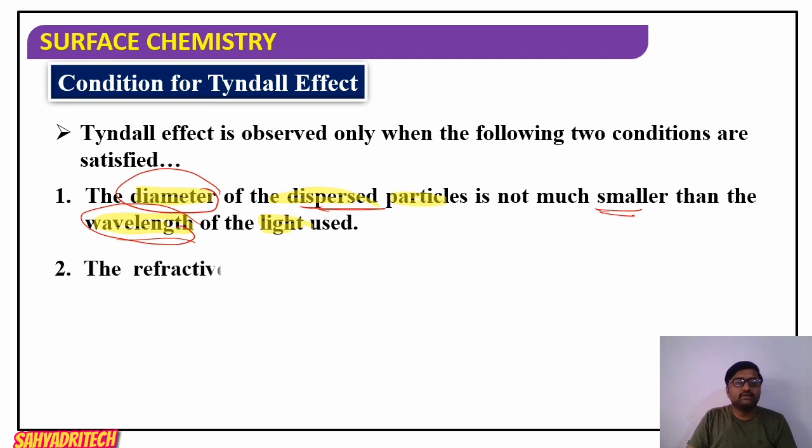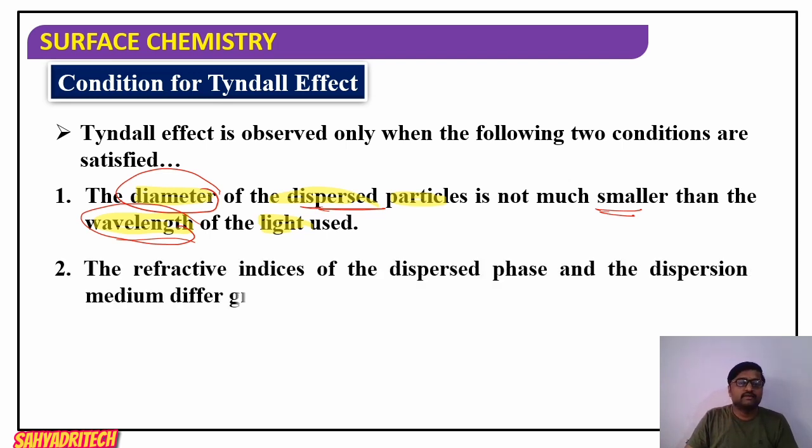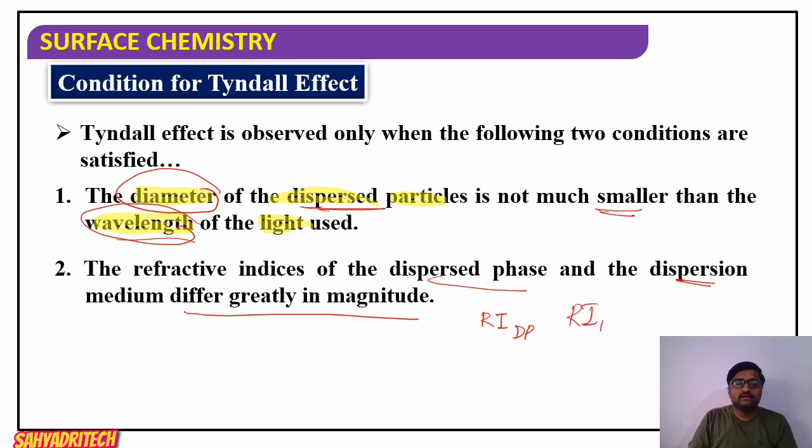Then the second one, the refractive indices of dispersed phase and dispersion medium must differ greatly in magnitude. There must be a large difference between the refractive indices of dispersed phase and the refractive indices of dispersion medium. They must differ greatly. Okay, well, so these are the two conditions that must be fulfilled to observe a Tyndall effect.